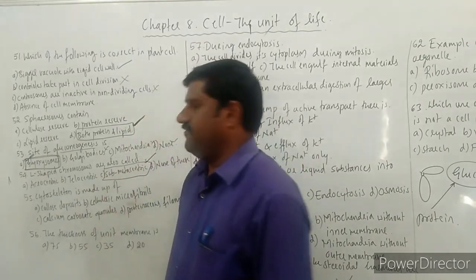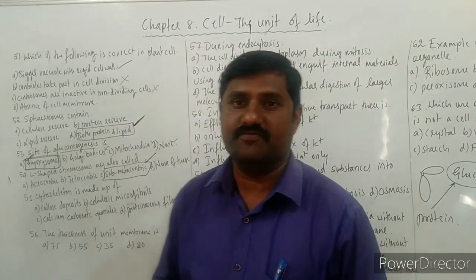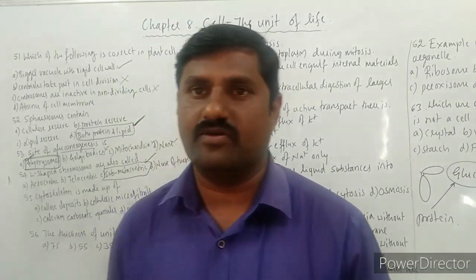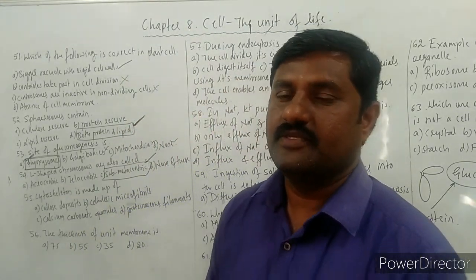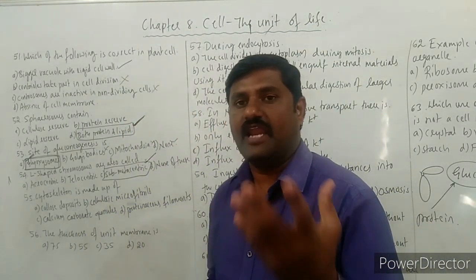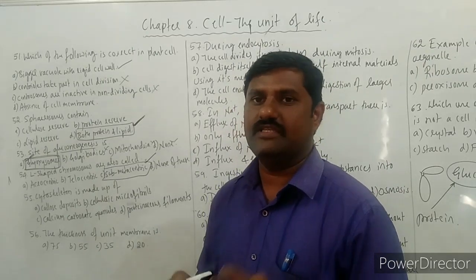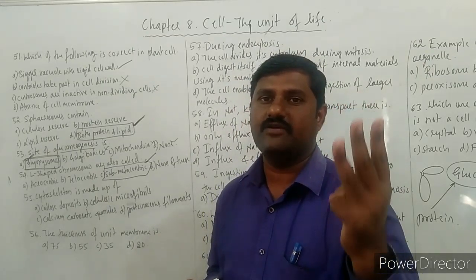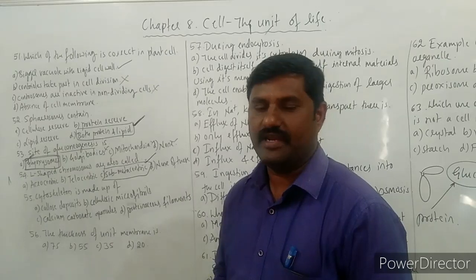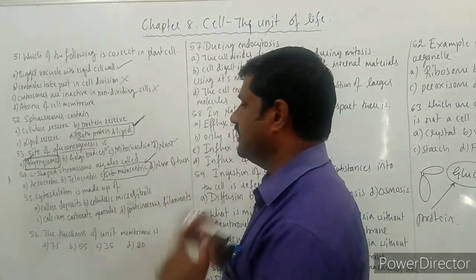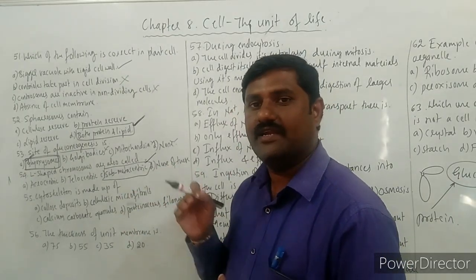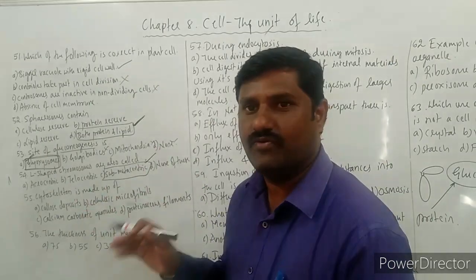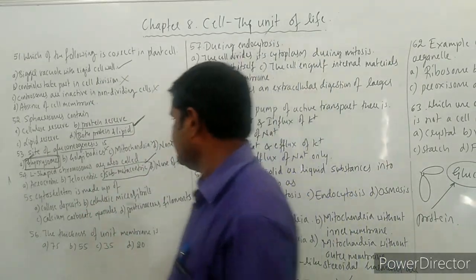Cytoskeleton is made up of. What is the cytoskeleton made up of? Microtubules, microfibrils, and intermediate filaments. All these three together form the cytoskeletal system. Right? Then what are the options? Let us see and clarify the answer ourselves.